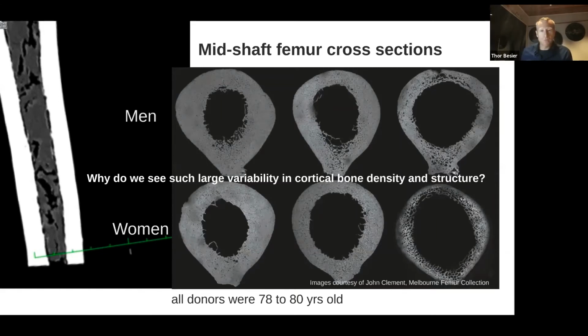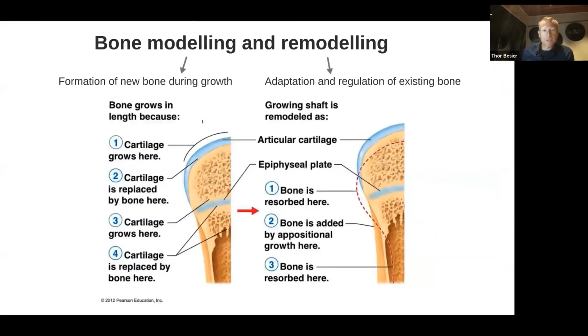And this is really where we need to understand these two processes that are going on. And these two processes are bone modeling and bone remodeling. So they kind of sound the same. What do we mean, and what's the difference between them?